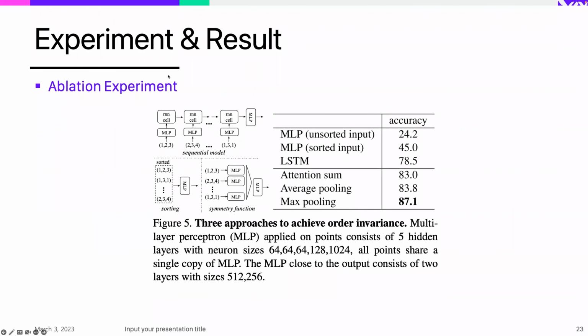For the experiments and results, they compare with baselines, which include the multi-layer perceptron on unsorted and sorted points as n by 3 arrays. They also compare with an RNN model that considers input points as a sequence. As shown in the figure, max pooling, which they use as a symmetric function, achieves the best performance by a large winning margin.